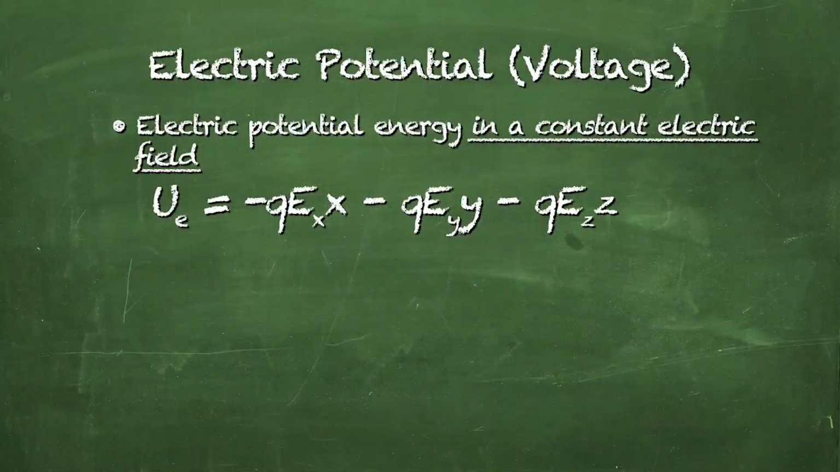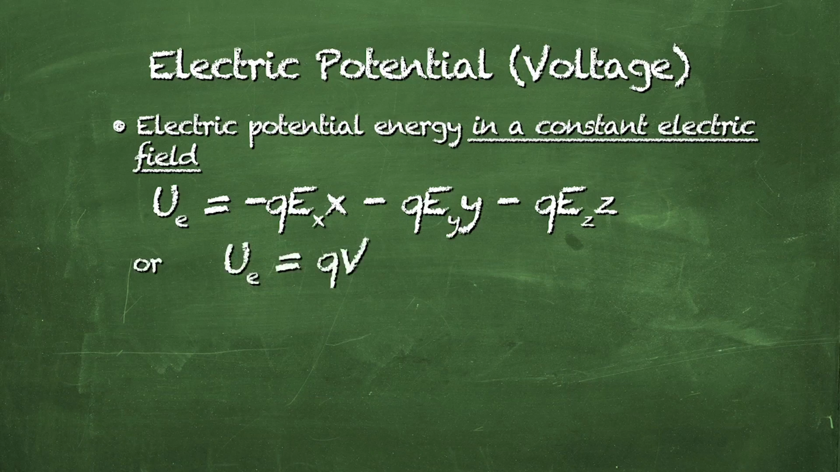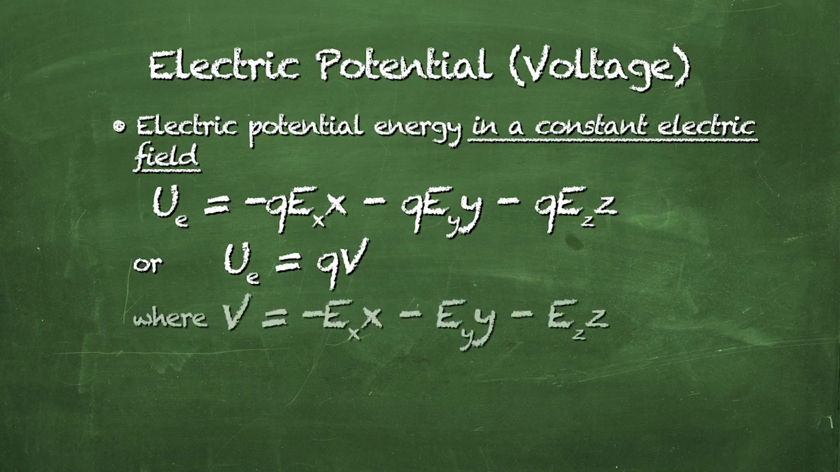But first, I'm going to introduce another concept: the concept of electric potential. So let's take our equation UE is equal to minus QEX times X minus QEY times Y minus QEZ times Z. What we can do here is factor out the charge and simplify this equation to U sub E, or the electric potential energy, is equal to Q, the charge, times V, where V is everything else in that equation, or specifically V is equal to minus EX times X minus EY times Y minus EZ times Z.